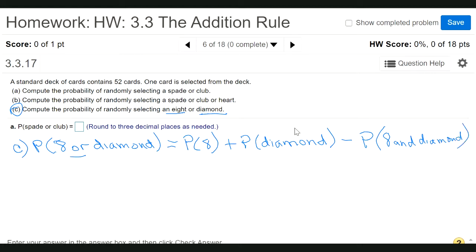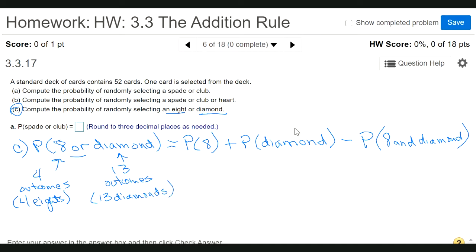Okay, so let's talk about these different things. First, let's talk about how many 8s there are in the deck. There are 4 outcomes that are 8s. 4 8s in the deck. On the diamond, there are 13 outcomes because there are 13 diamonds in the deck.